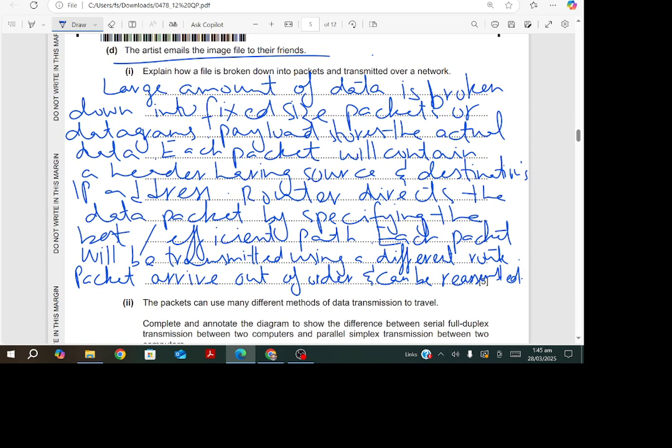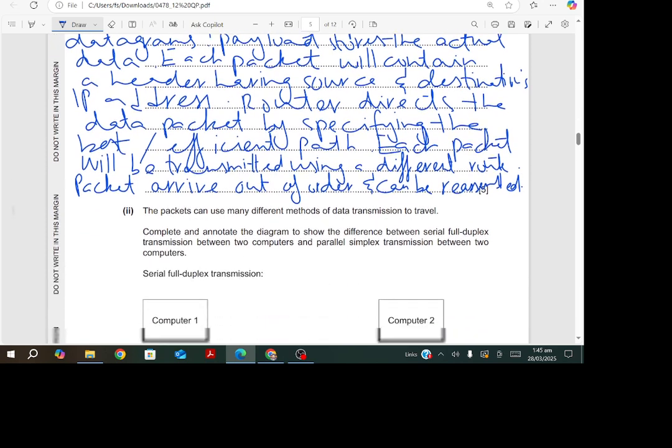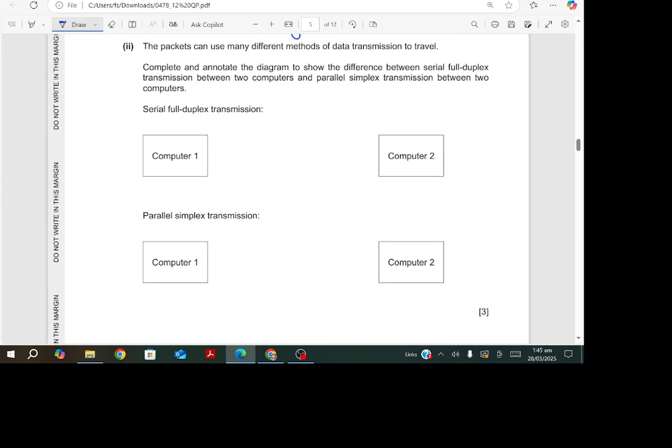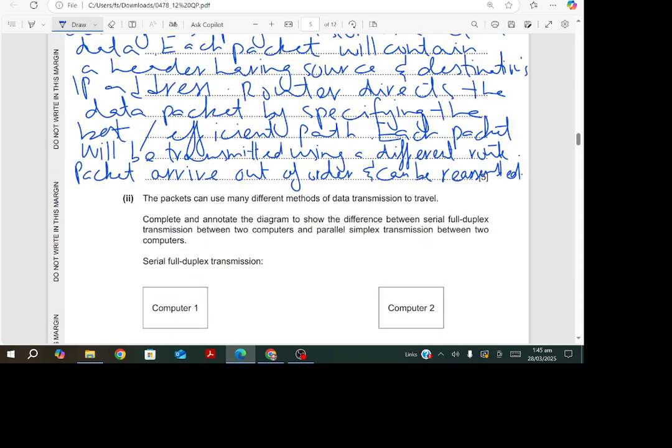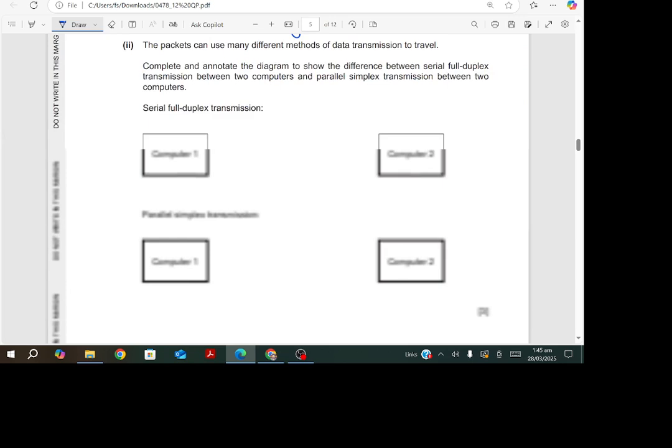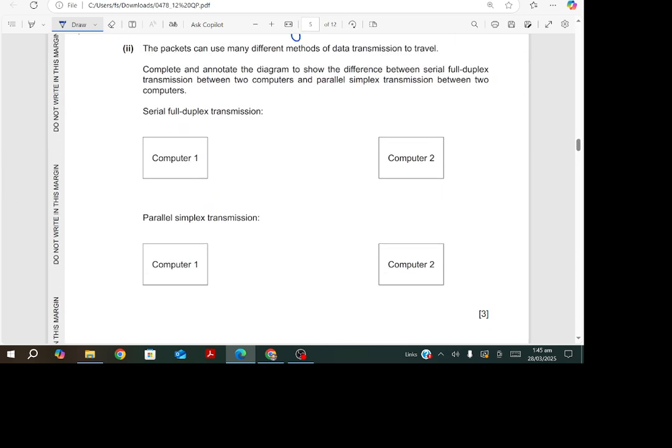Those who already know the answer, they can just watch the video at 2.0. Okay, so for those who want to learn, and if you don't understand the writing, then you can just go through at a slow speed. Okay, the packets can use many different methods of data transmission to travel.